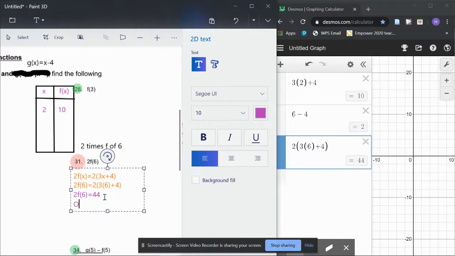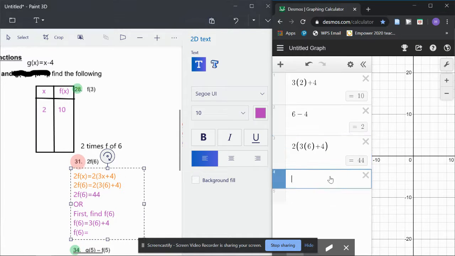Another way you could do this is by first finding f of 6. So if we do that, we look for f of 6, we get 3 times 6 plus 4. So we can say that f of 6 equals, let's use our calculator, 3 times 6 plus 4 is 22.